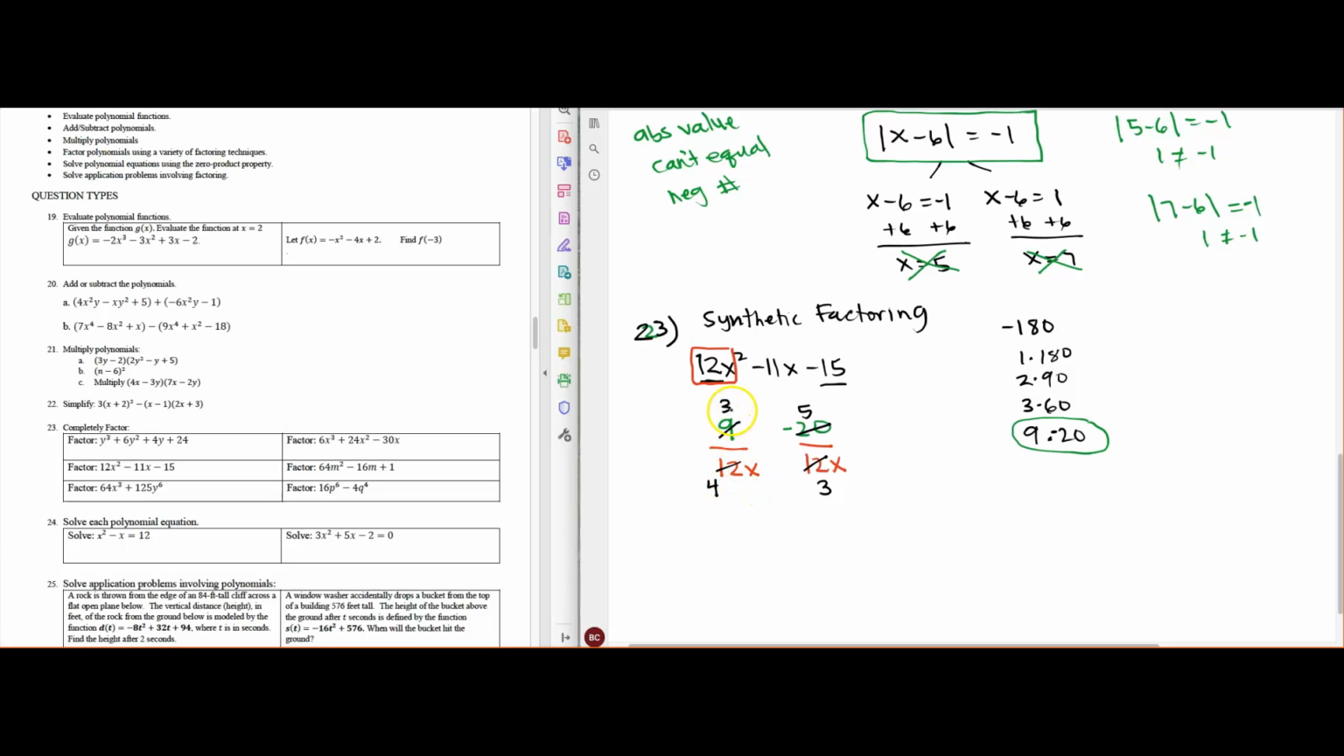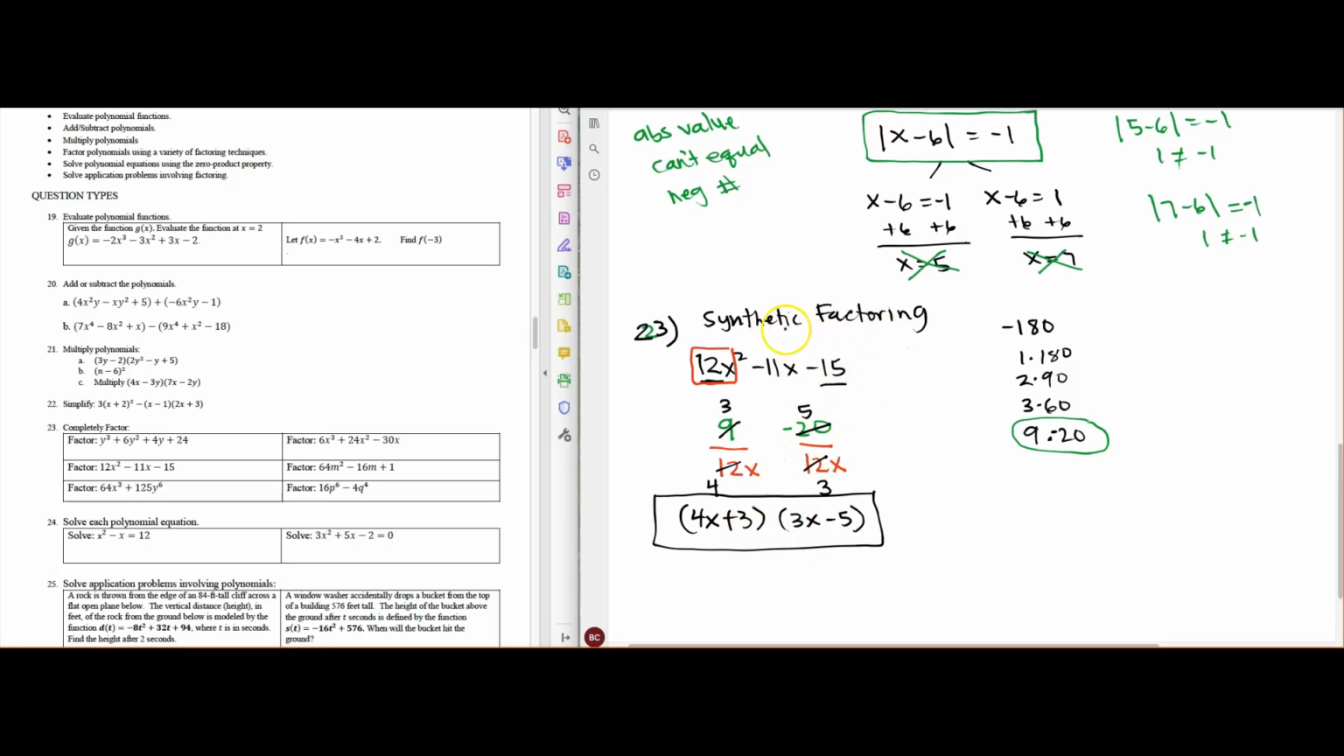So then when I'm writing my answers down in factored form, I've got my 4x plus 3, so that's a positive 3, and then 3x minus 5. And that is my factored answer. And if I FOILed these back out, I would come back with what I started with. Okay? Thank you. Yeah, so hopefully that helps you.